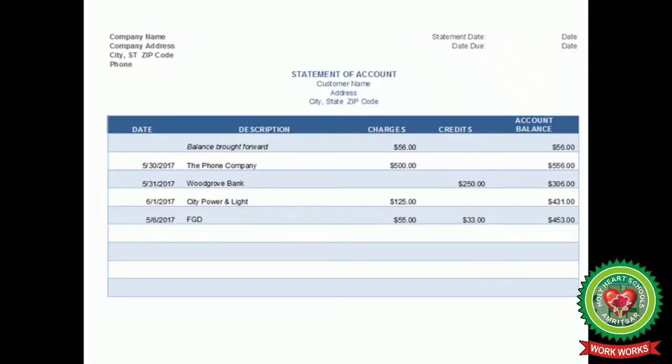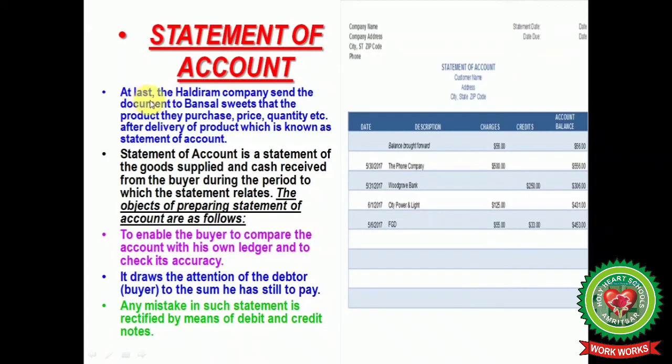After the account sale, the next document that is needed in home trade is the statement of account. So in this, for example, the Haldiram company sent the document to Bansal Sweets with the product they purchased, the price and the quantity after delivering the product, which is known as a statement of account. A statement of account is a statement of goods supplied and cash received from the buyer during the period to which the statement relates.